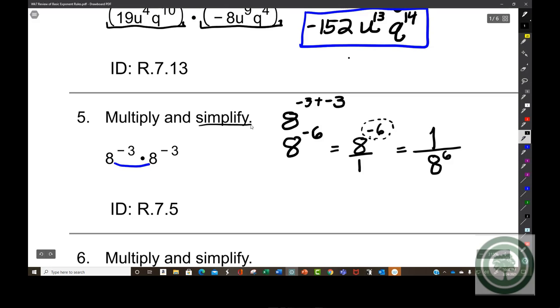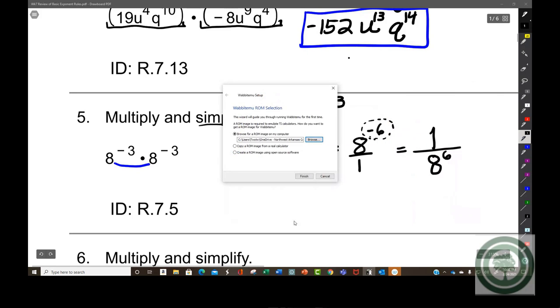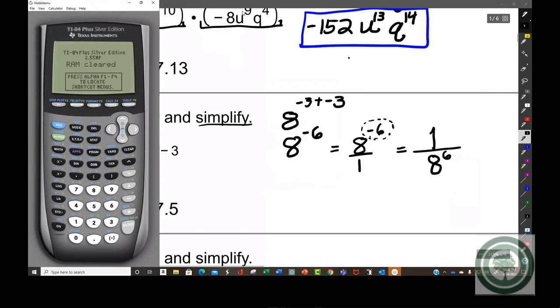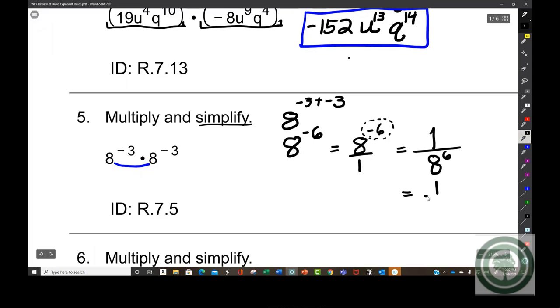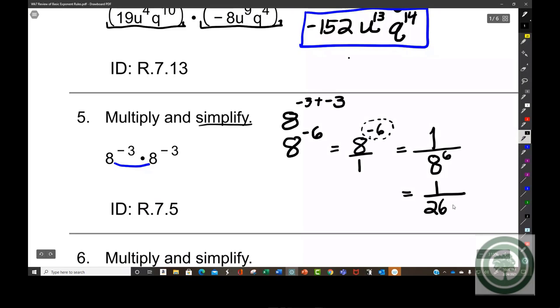So now this says simplify. So probably that means, oh, really, Barb? Eight, I click on the caret key there to get a power, and then 6, and then enter. Yes, well, if I'm really simplifying, which means you work it out, then that's going to be 262144. This will be 1 over 262144.